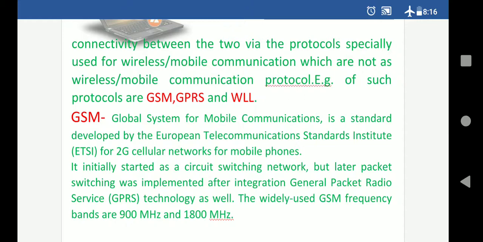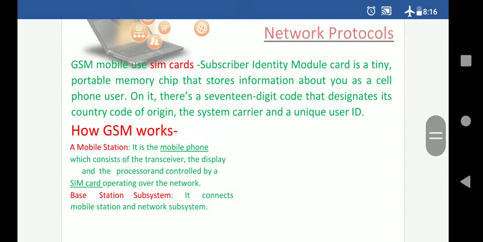देन जीएसएम में भी आपकी स्पीड होती है 9 मेगाहर्ट्ज टू 18 मेगाहर्ट्ज. Then we are talking about GSM mobile use the SIM card. SIM card means subscriber identity module. This is the full form of SIM card. SIM card, you know very well, it is a tiny portable memory chip that stores information about you or a cell user. It is a 17-digit code that designates your country code of origin and the system carrier and the unique user ID. That is your SIM card basically.